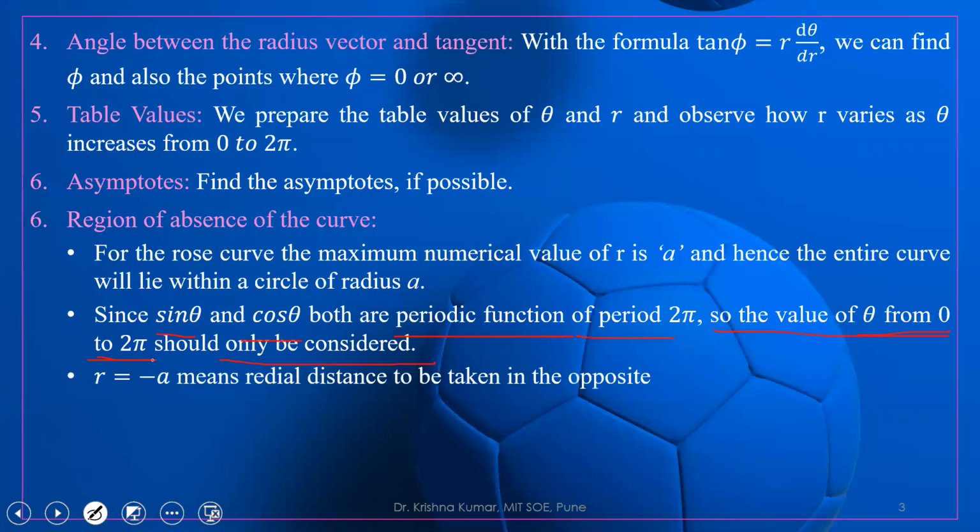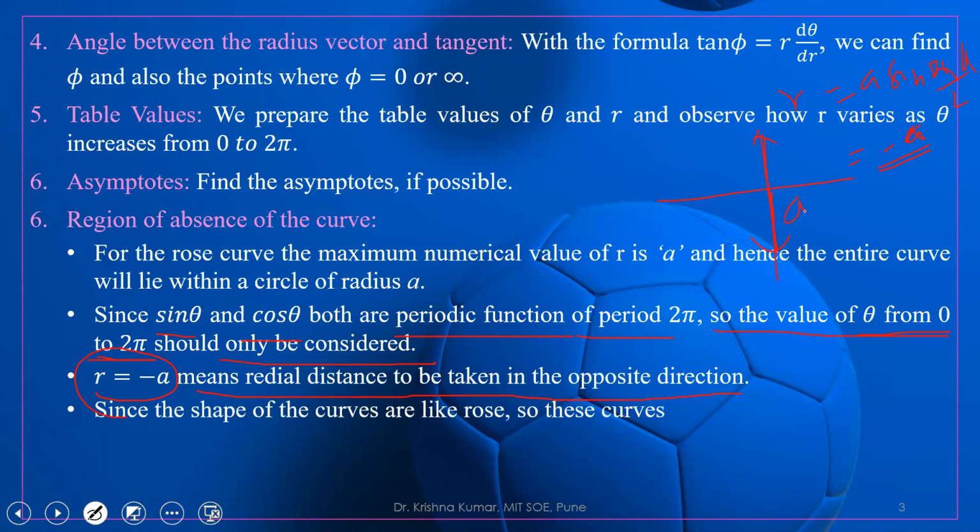r is equal to minus A. And we have already seen that if r equal to minus A, it means the radial distance is to be taken in the opposite direction. Last time we saw, suppose this is theta equal to pi by 2. So suppose r equal to A sin n theta, for example. Suppose it is negative, minus A. What does it mean? The value of r will be in the opposite direction. The value of A will be this.